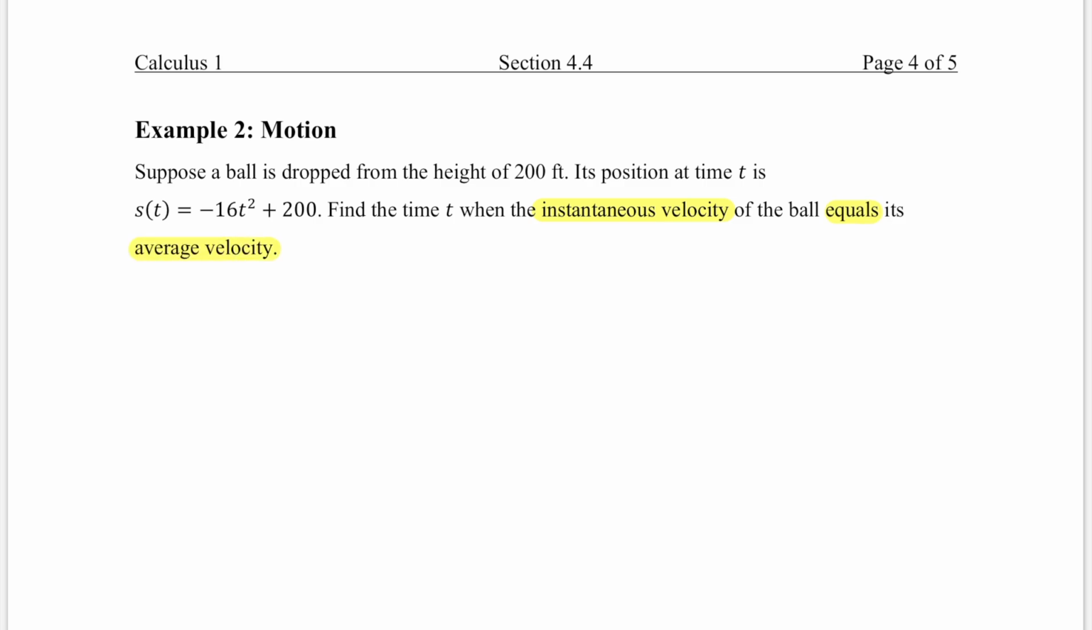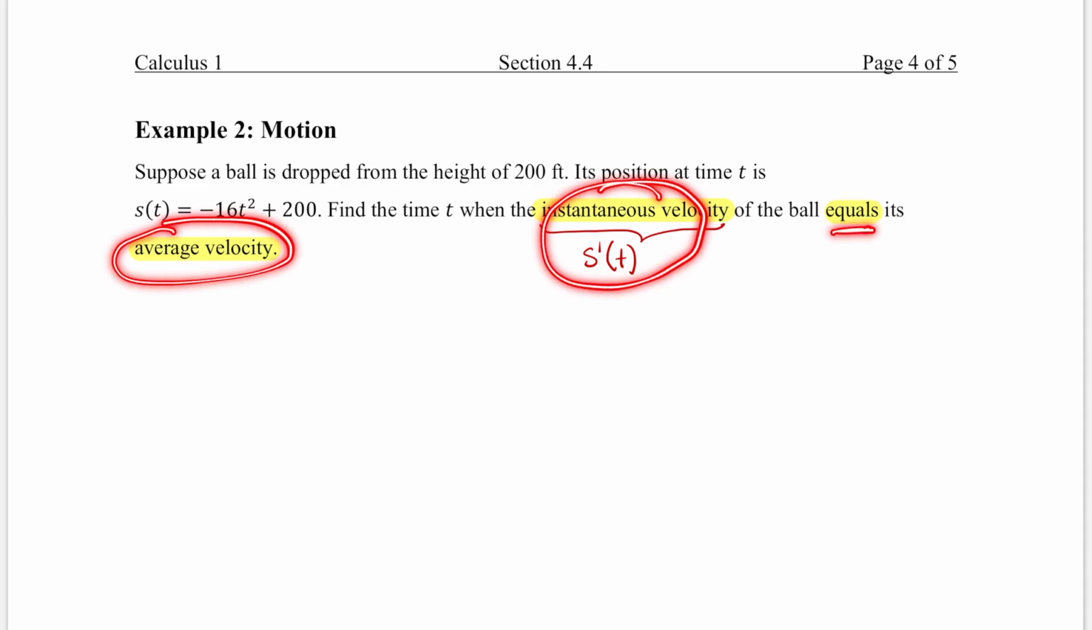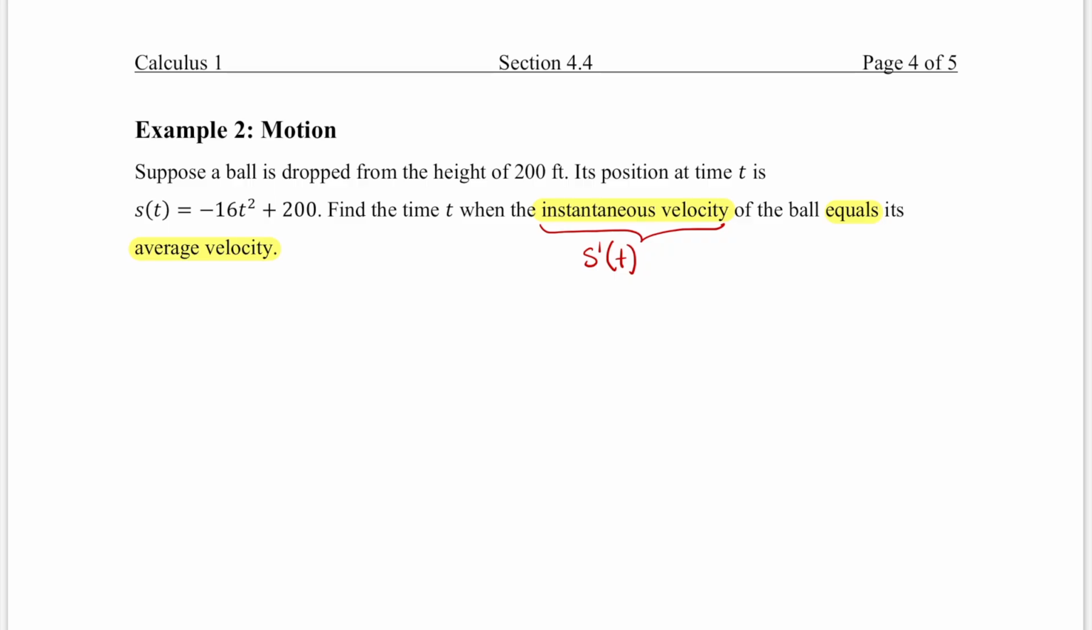Let's understand what the problem is asking. Instantaneous velocity is the derivative, which is s prime of t. Average velocity is the average rate of change over an interval. So we are looking for a time t where the instantaneous velocity equals the average velocity. Since the question does not give us the interval, we need to identify the interval first.